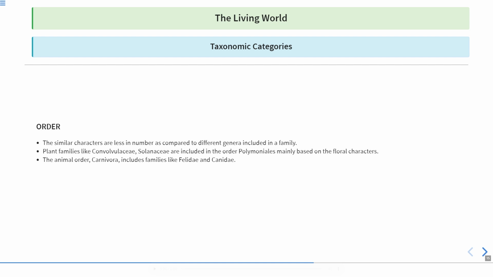Plant families like Convolvulaceae and Solanaceae are included in the order Polemoniales. This order will have some common characteristics, mainly based on floral characteristics. Convolvulaceae and Solanaceae are both kept in one particular order. The animal order Carnivora includes families like Felidae and Canidae.